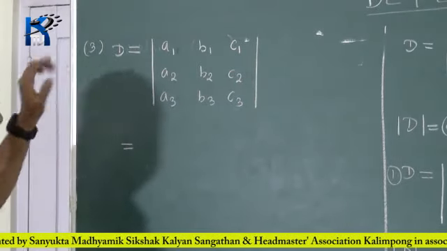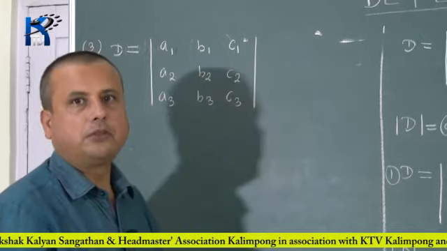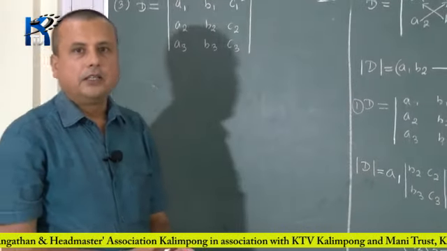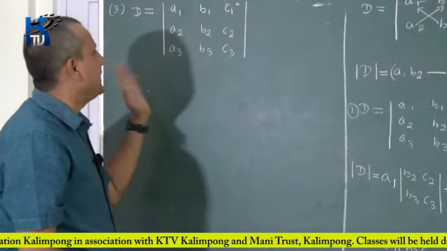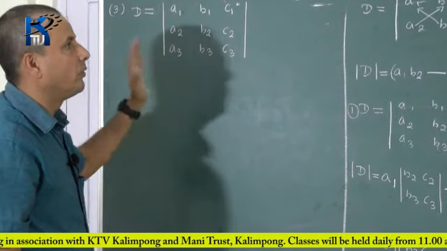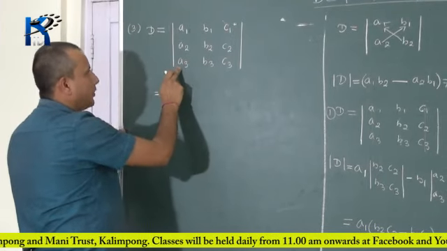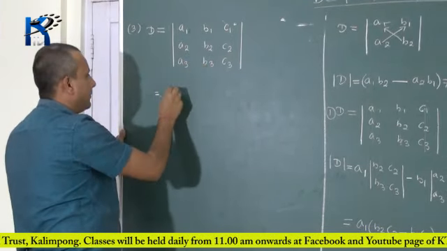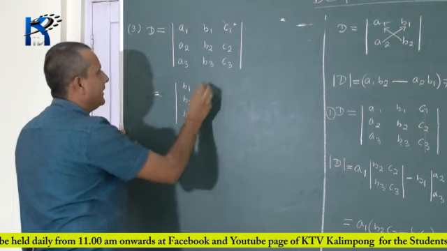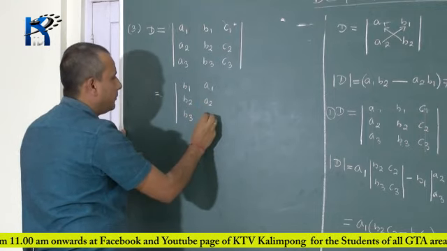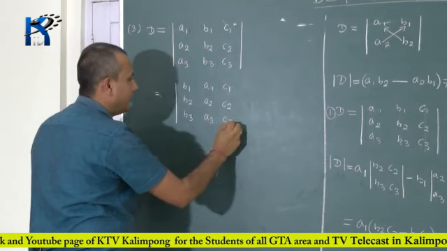Now, next, property number 3. If we interchange two adjacent rows or two adjacent columns of a given determinant, the value of the determinant will remain the same, but the sign will change. Let us suppose I interchange these two quantities. The first column is replaced by the second and the second is replaced by the first. In this case, B1, B2, B3, A1, A2, A3, and the third column will remain the same, C1, C2 and C3.